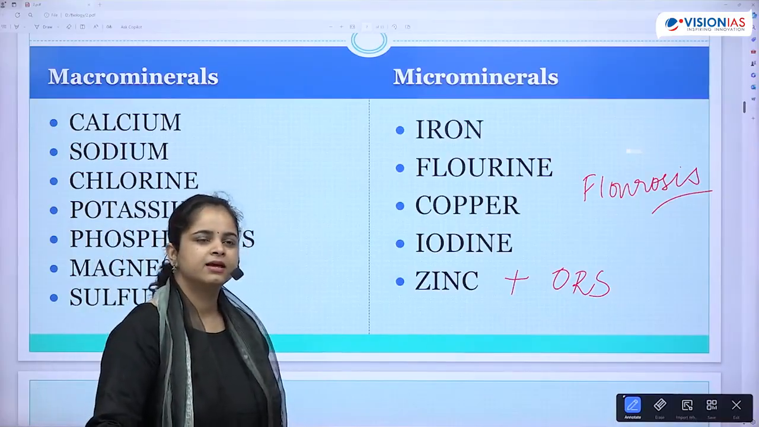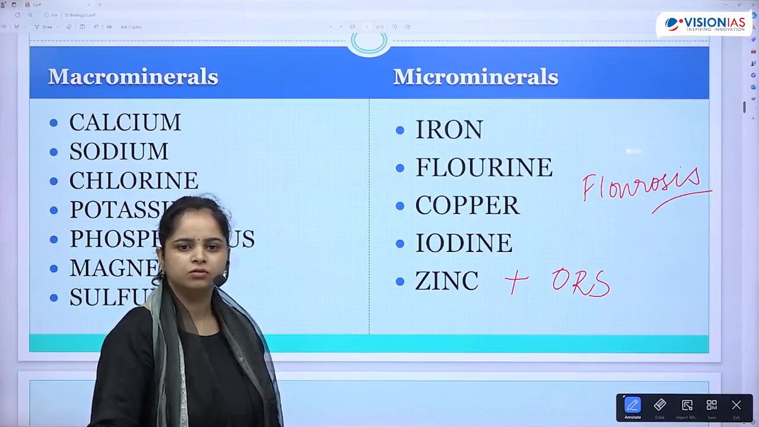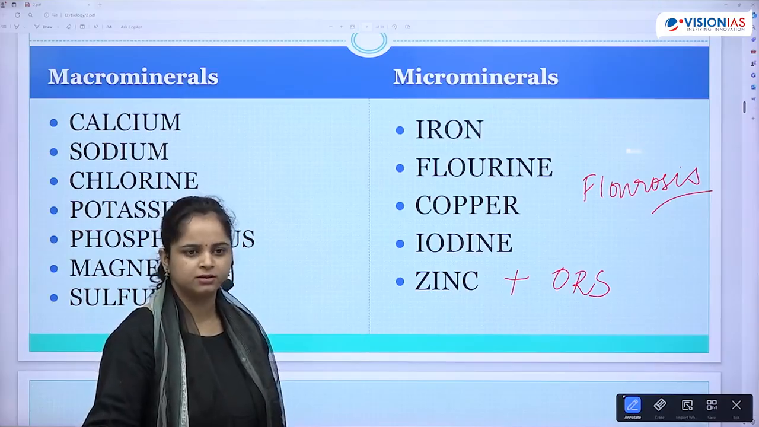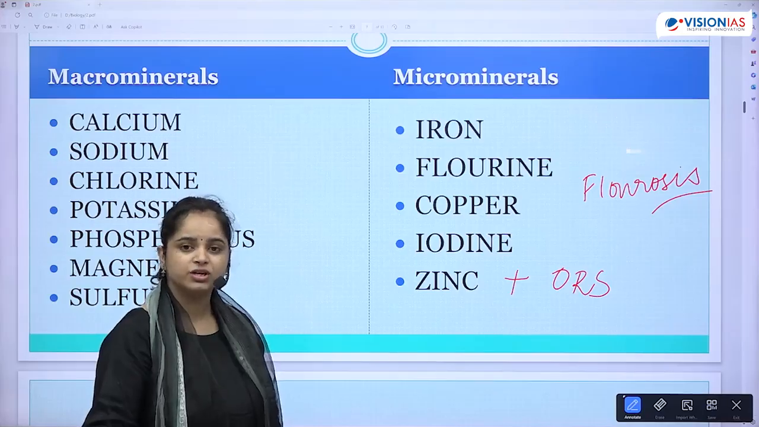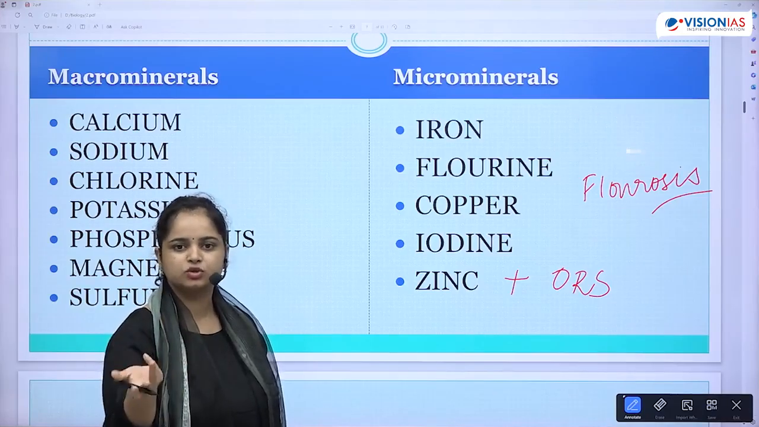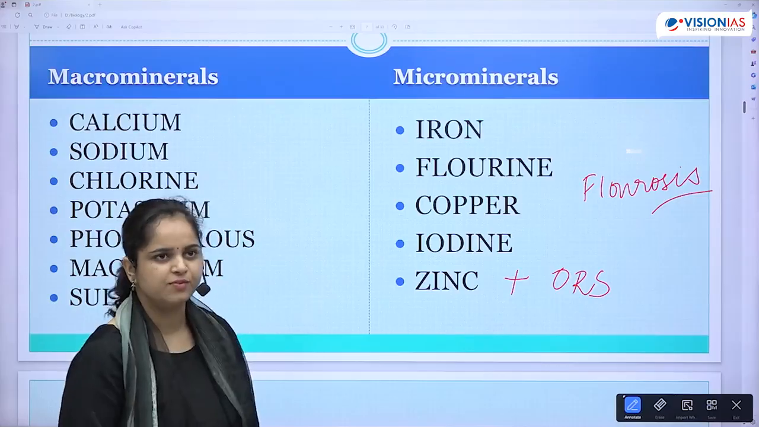Okay. Is the saline also ORS solution? No. When you say saline, it is salt and water. It is not ORS. The composition of ORS in all its components is important. Saline is only salt and water, if you use the word saline.